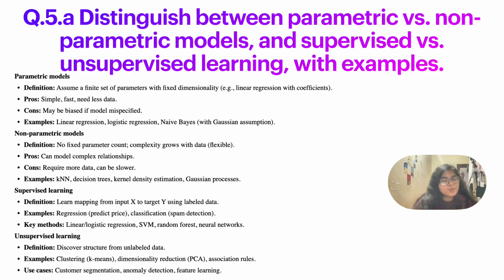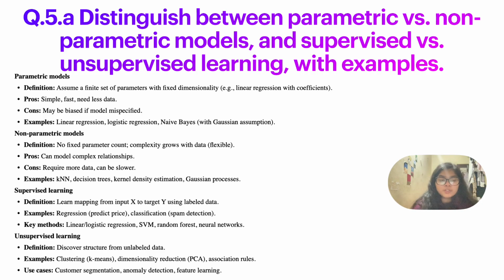Moving towards the next question, we have to distinguish between parametric versus non-parametric models and supervised versus unsupervised models. So what does a parametric model actually mean? This is a model that already assumes a functional form and shape. It is simple, fast, and needs less data, but it leads to overfitting. It is used in linear regression, logistic regression, and naive Bayes with Gaussian assumption.